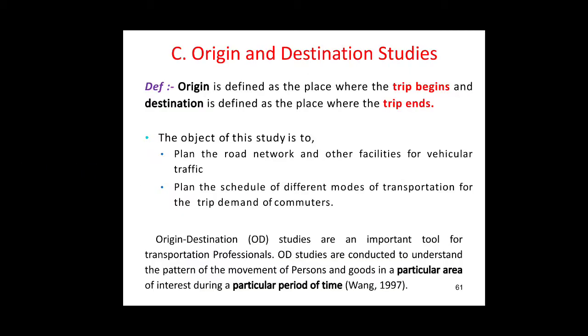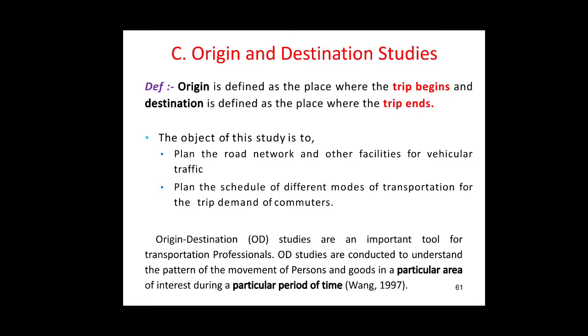Next, we shall discuss the origin and destination studies. Origin here is defined as the place where the trip starts or the traveling of the vehicle begins, and destination is defined as the place where the trip ends. The object of the origin and destination study is first to plan the road network and other facilities for the vehicular traffic, and next is to plan the schedule of the different modes of transportation for the trip demand of the commuters.